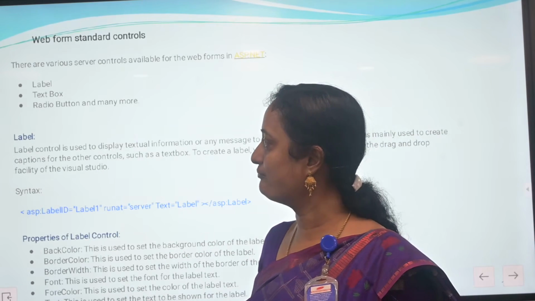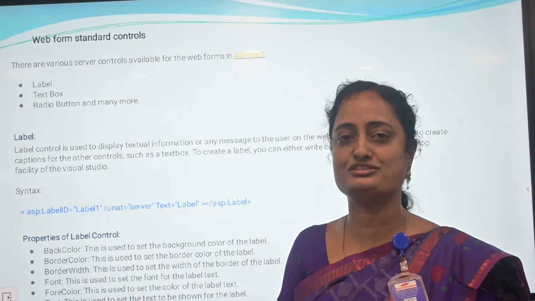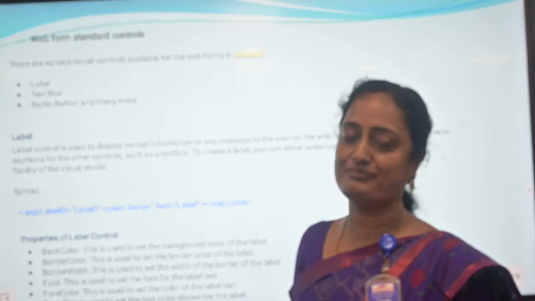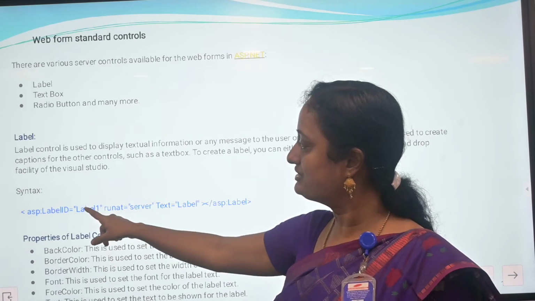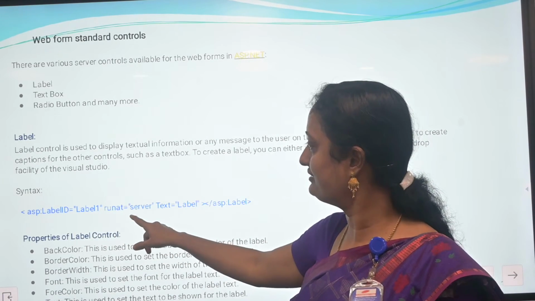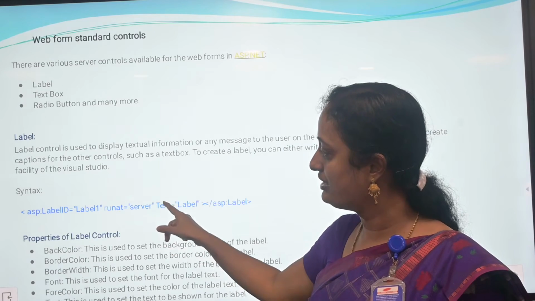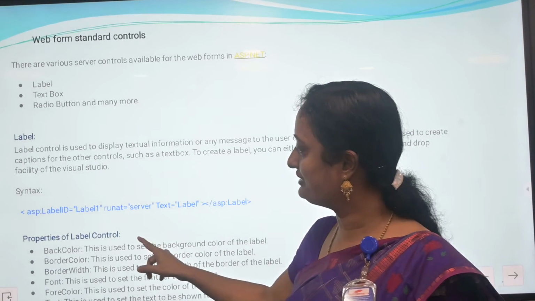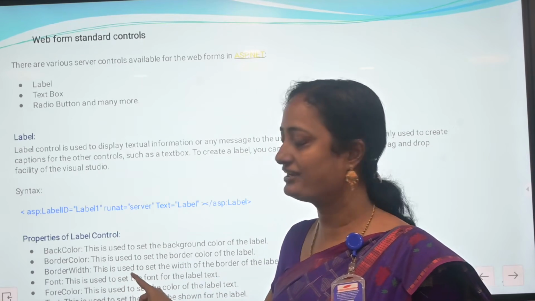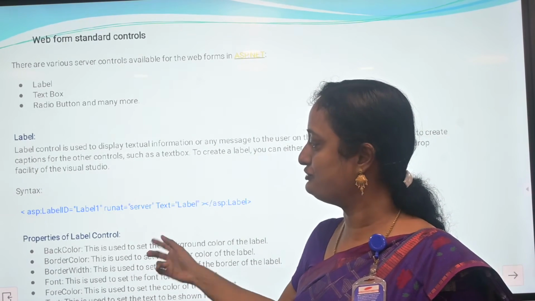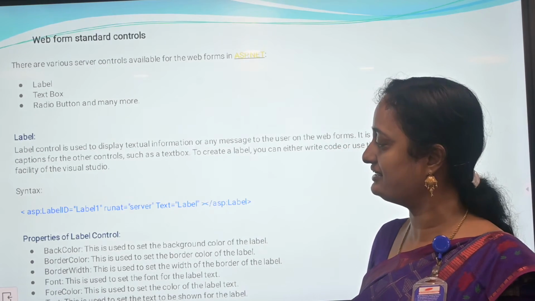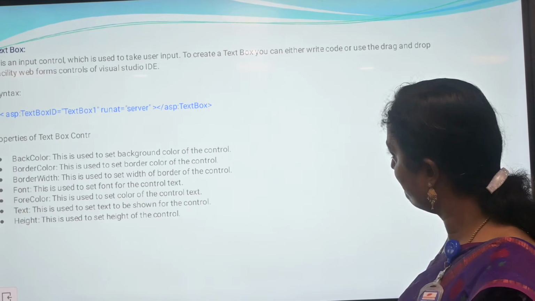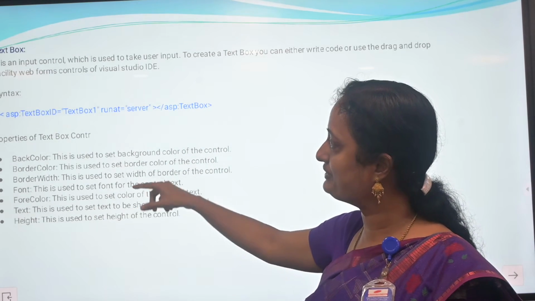So first we will see about the label. The label control is used to display information. How will you create the label? The syntax will be: label ID equals label1, run at server, text label. Now the properties of the label control: we have back color, border width, font, fore color, and text. Back color is used for the background color of the label, border color is the border color of the label, border width like this. So each and every control will have properties and syntax.